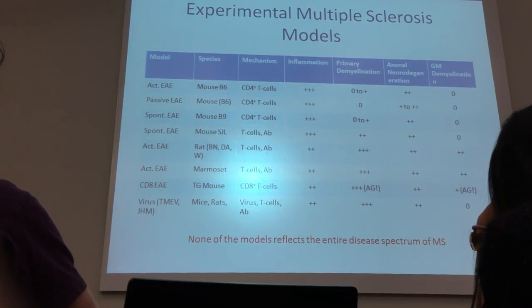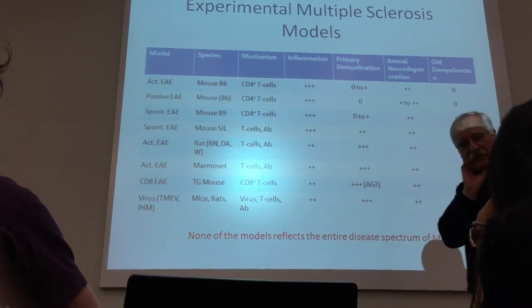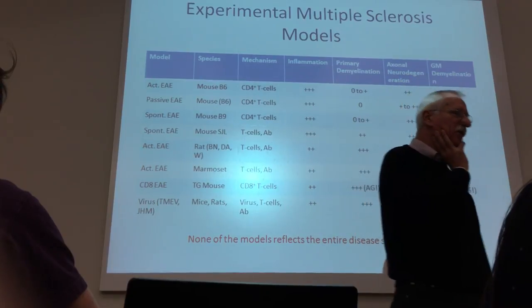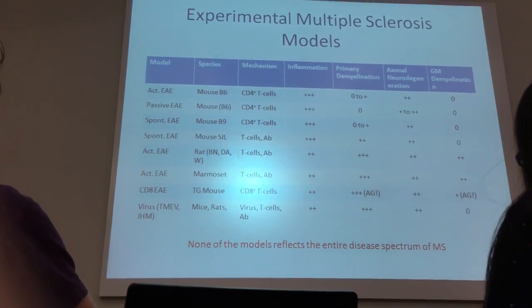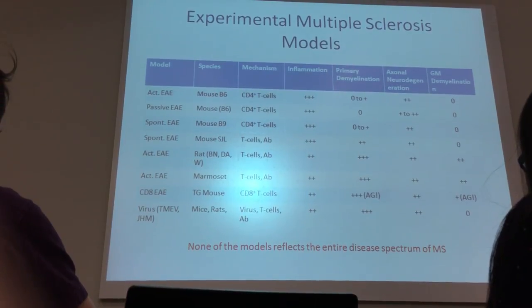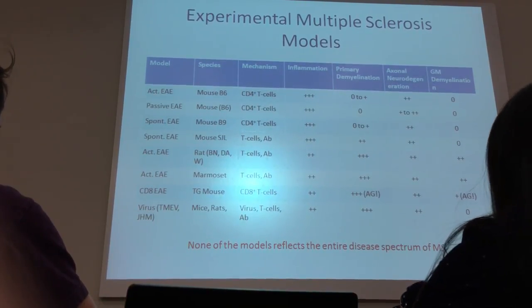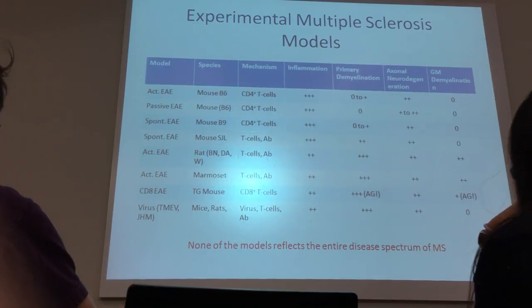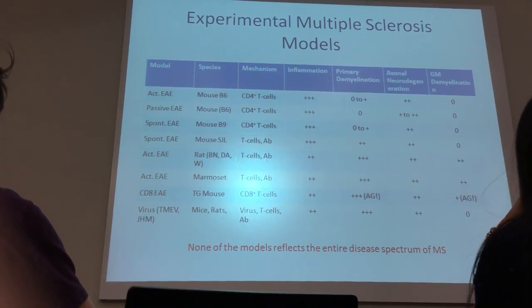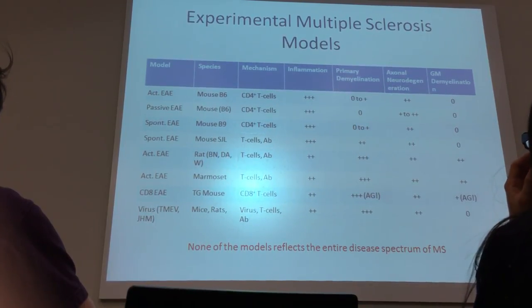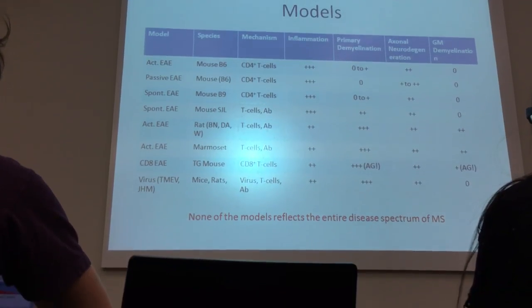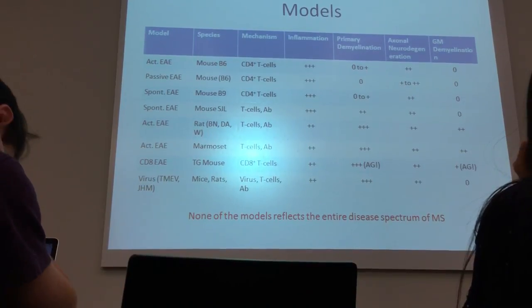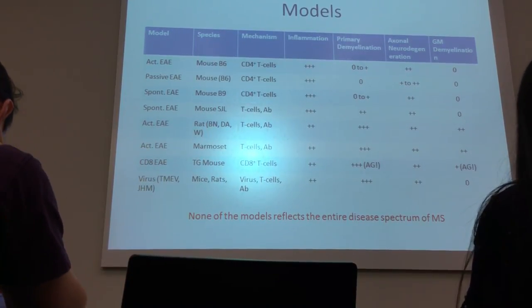Now, having said that, there are a lot of different models of autoimmune encephalomyelitis available. You can use the disease in mice, in rats, in guinea pigs, in hamsters, in rabbits, in monkeys, even in humans. And so there are numerous models available. The models which are most frequently used, obviously, are the mouse models, because they are marvelous tools for molecular biologists and immunologists to play around with.